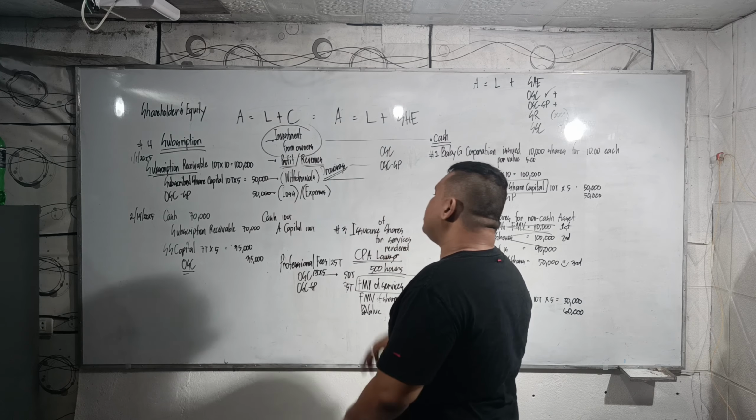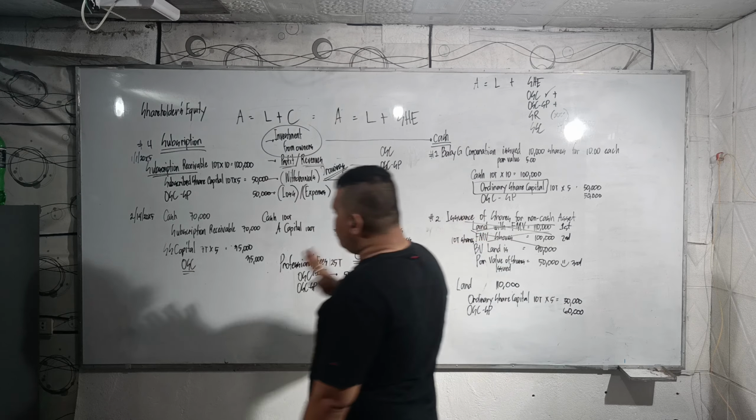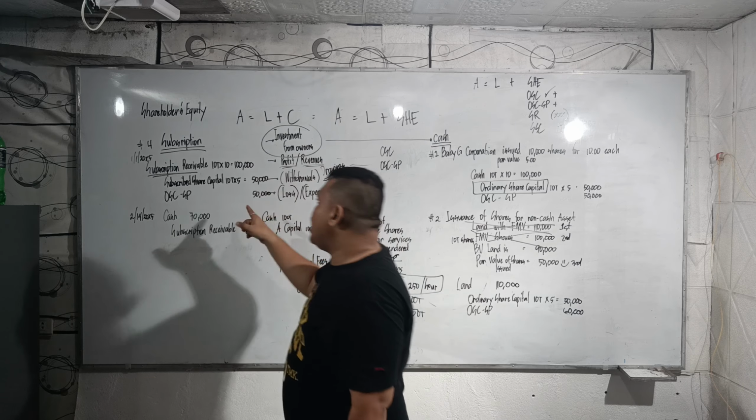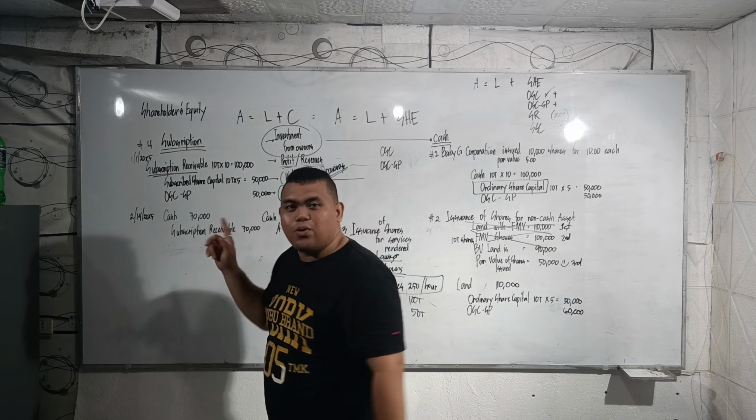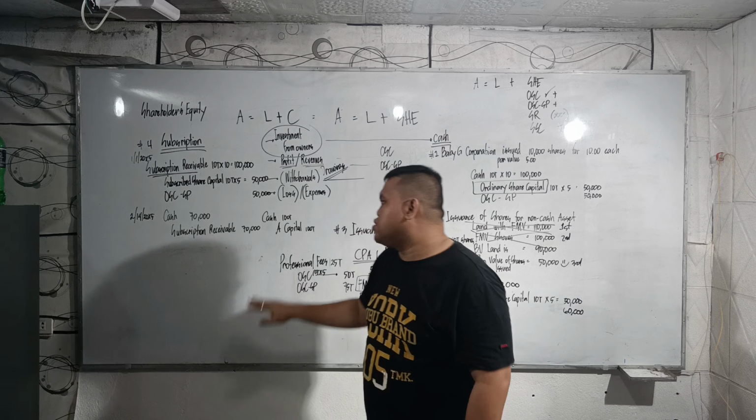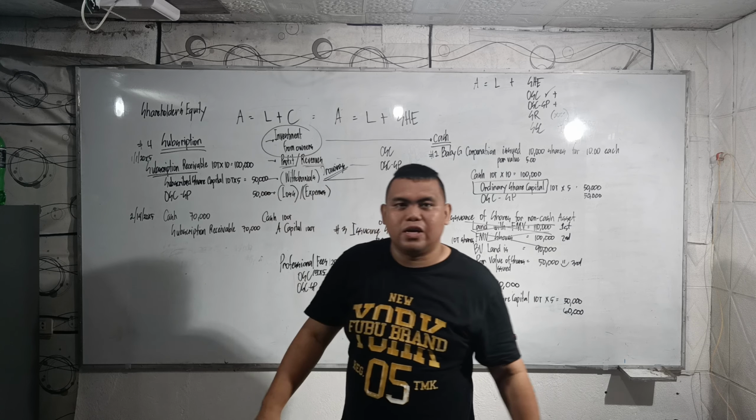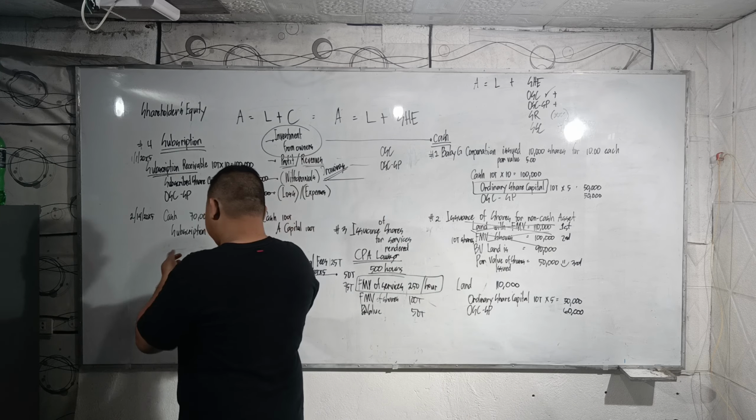But then again, if it is not said in the problem that there is full payment for 7,000 shares, we are going to treat this as if Mr. A paid 7 pesos per share only for the 10,000 shares. So there is no entry like that. Okay?